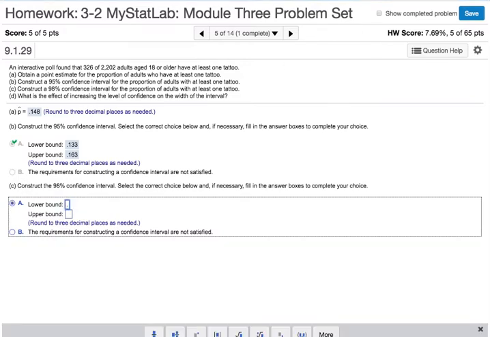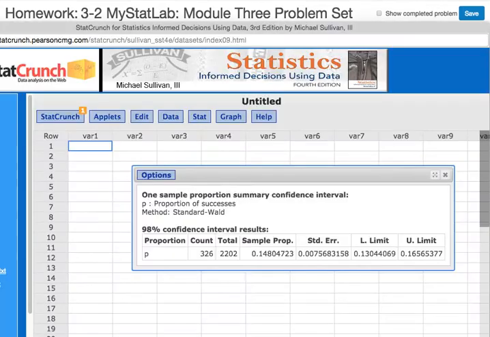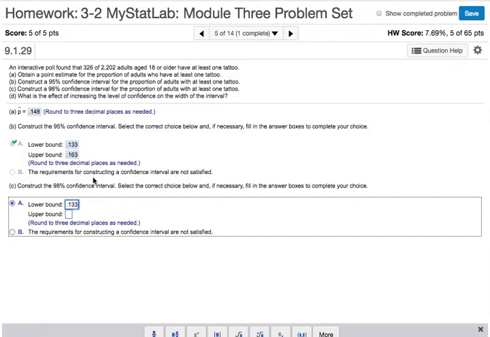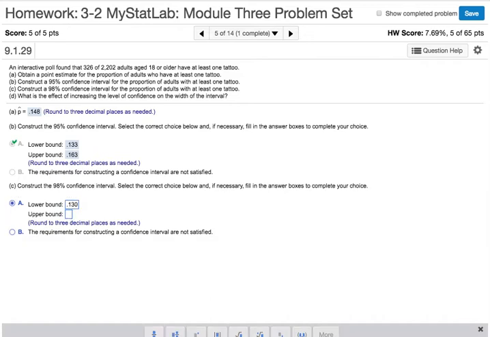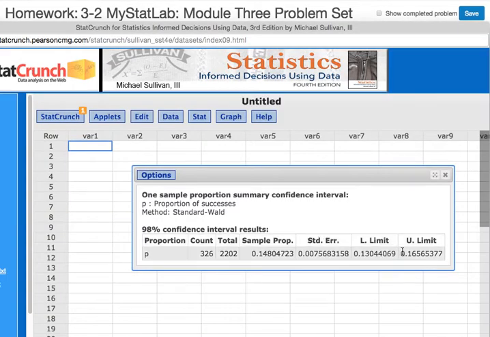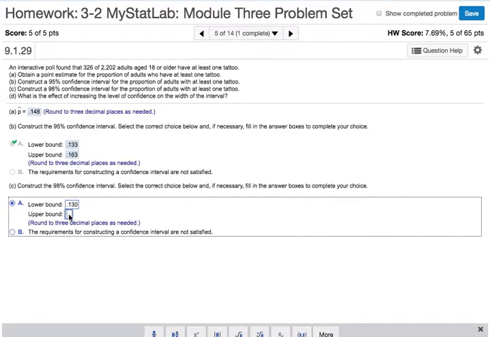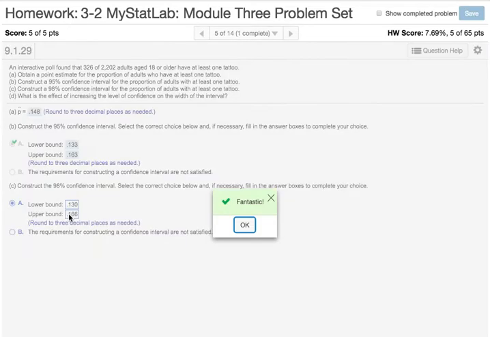So 0.133. Oh, I might have messed that up. So 0.130. And then 0.166. Let's see if that's right. All right, so that looks good.